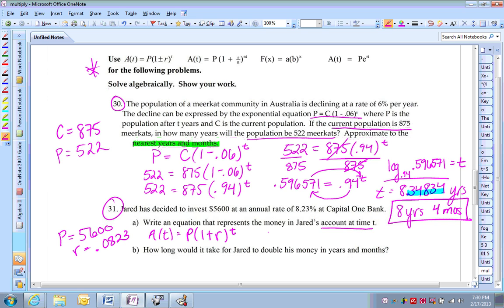So this is A of t equals 5,600 times (1 plus 0.0823) raised to the t. And that is part A. That's the formula to represent the money in Jared's account at time t.